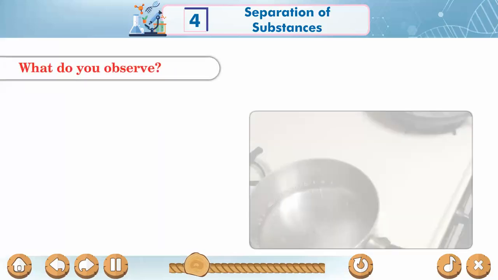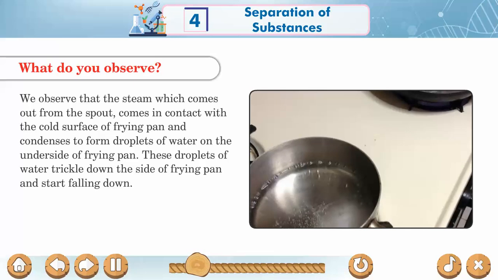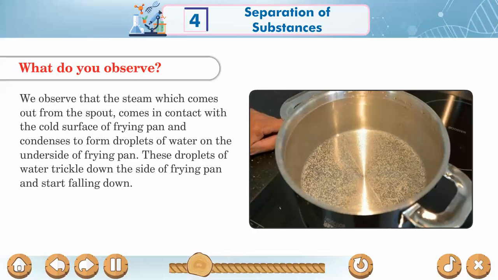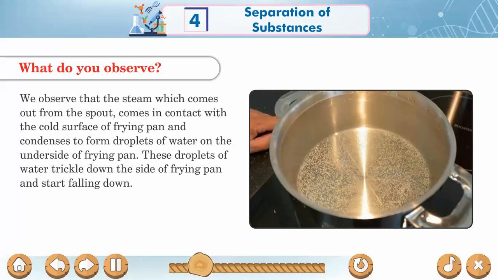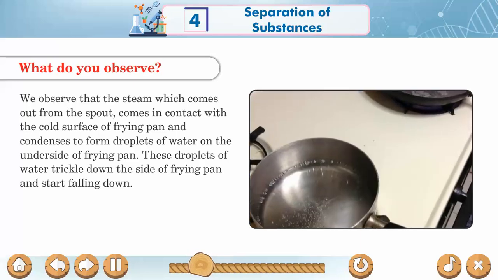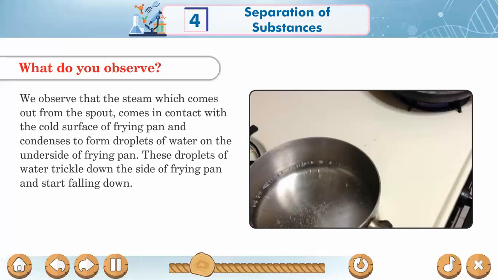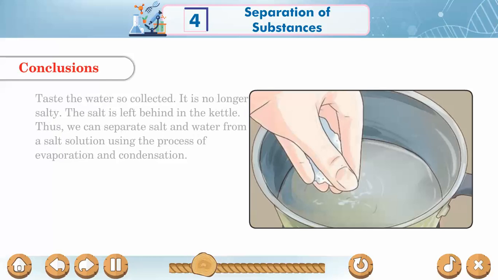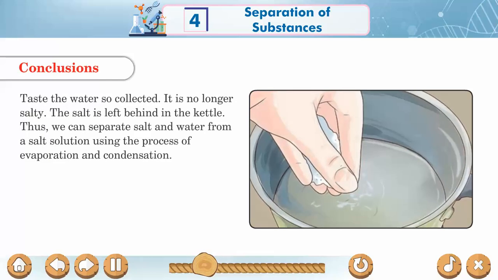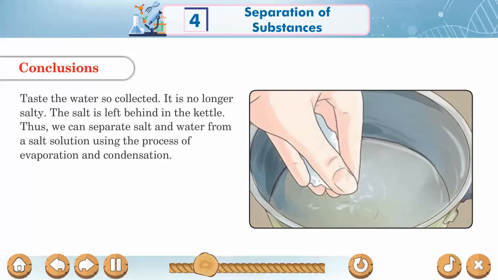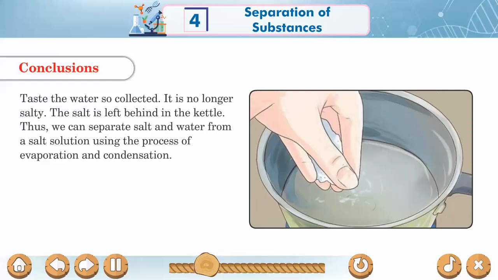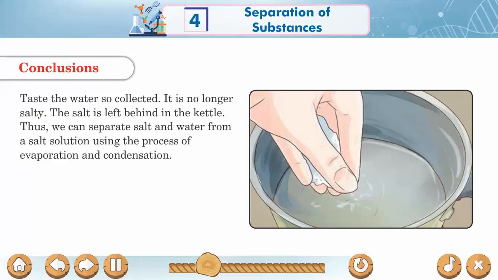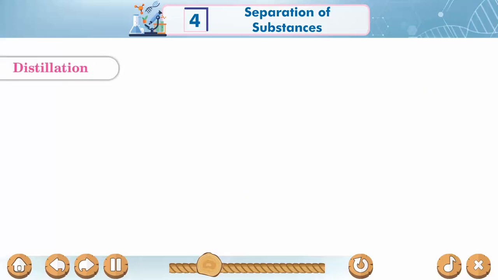What do you observe? We observe that the steam which comes out from the spout comes in contact with the cold surface of the frying pan and condenses to form droplets of water on the underside of the frying pan. These droplets of water trickle down the side of the frying pan and start falling down. Conclusions. Taste the water so collected, it is no longer salty. The salt is left behind in the kettle. Thus, we can separate salt and water from a salt solution using the process of evaporation and condensation.